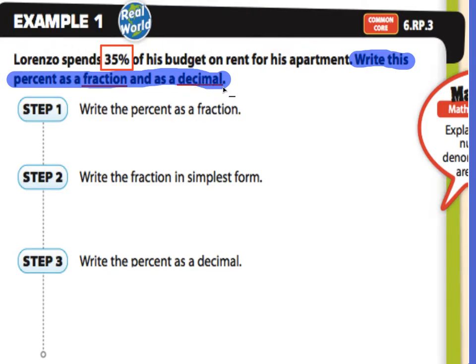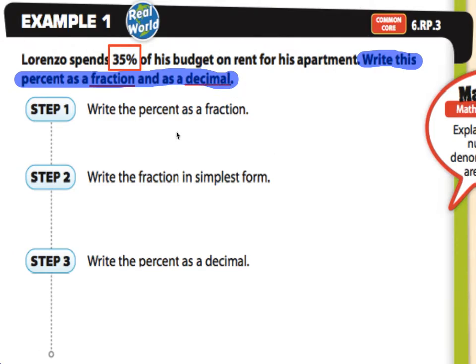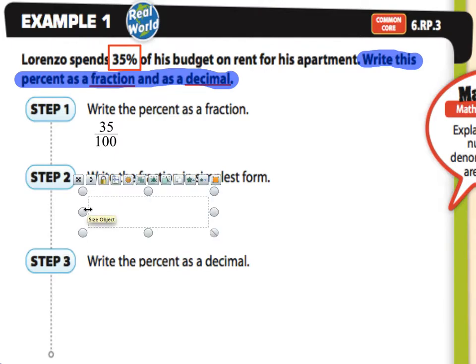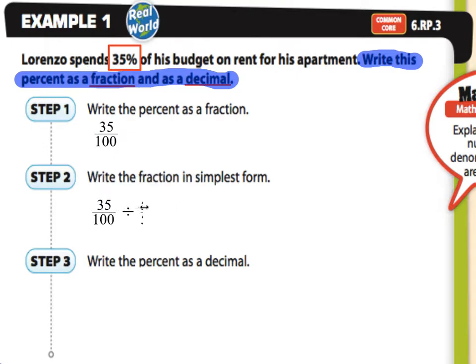All right, so our first step is to take that percent and to write it as a fraction. Now, we know that percent means per 100. So we have 35%, which means 35 per 100. However, 35 per 100, so 35 hundredths, is not in simplest form. So I know that I can divide both of these by 5 and get 7/20ths.